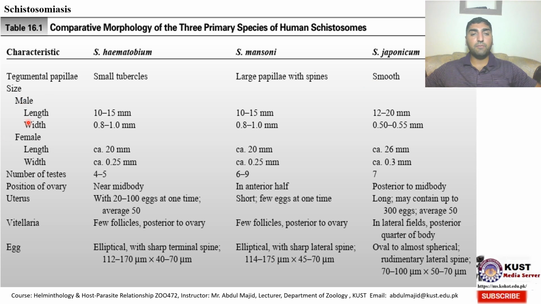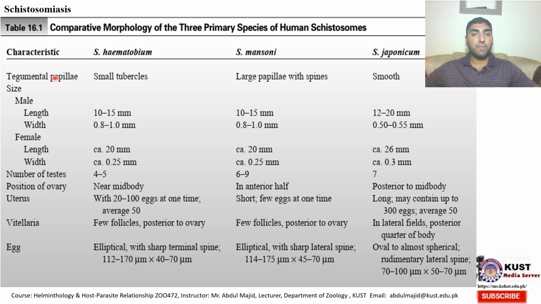Size: male length is 10 to 15 millimeters, 10 to 15 millimeters, and 12 to 20 millimeters. Width is 0.8 to 1 millimeter, 0.8 to 1 millimeter, and in japonicum 0.5 to 0.55 millimeter. Female length: in haematobium it is 20 millimeters, mansoni 20 millimeters, and japonicum 26 millimeters. Width is 0.25 millimeter, 0.25 millimeter, and 0.3 millimeter.